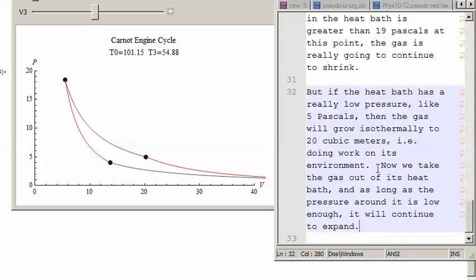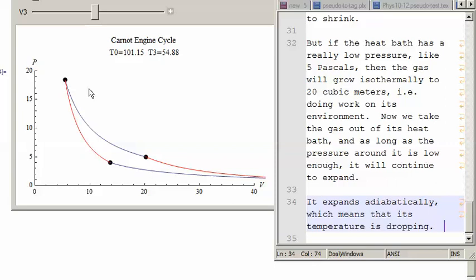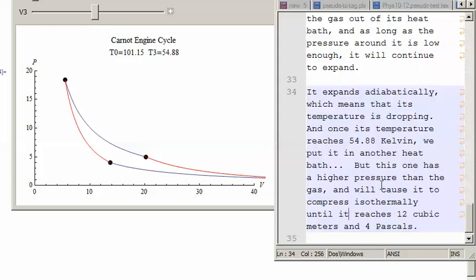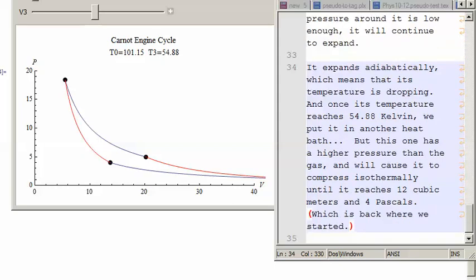Now we take the gas out of its heat bath, and as long as the pressure around it is low enough, the gas will continue to expand. It expands adiabatically, which means that its temperature is dropping. Once its temperature reaches 54.88 Kelvin, we put it in another heat bath. But this one has a higher pressure than the gas, and will cause it to compress isothermally until it reaches 12 cubic meters and about 4 pascals, which is back where we started.